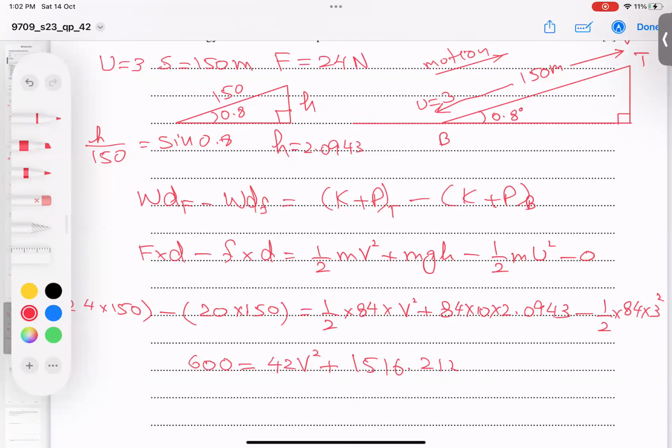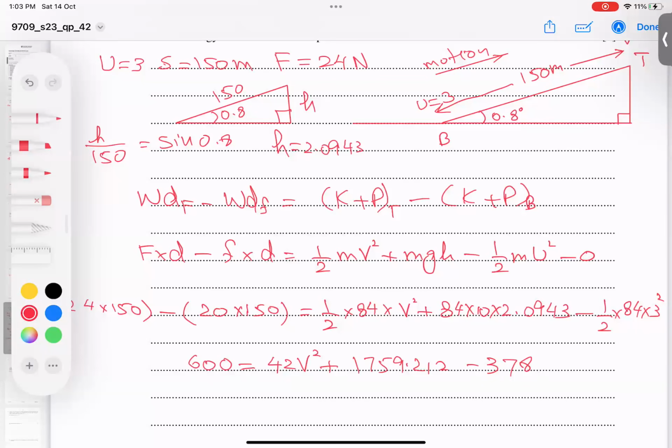MGH, MGH. M is 84, G is 10, H is 2.0943. Okay, and I'm getting it. Type separately, better, maybe less chance of mistake. Okay, I'm getting 1759.212. The other one, half mv square, is coming 378.